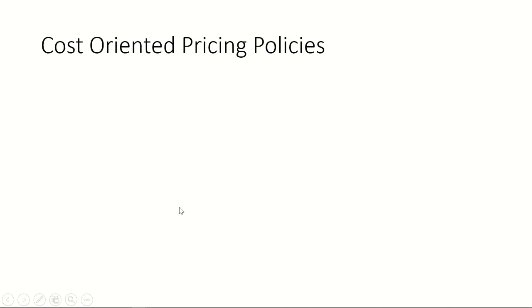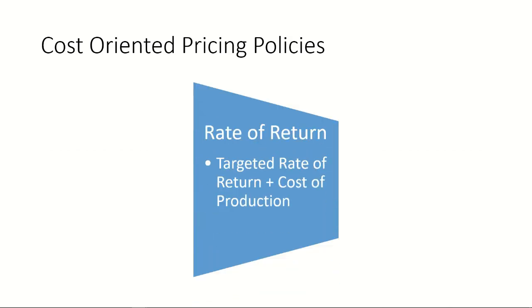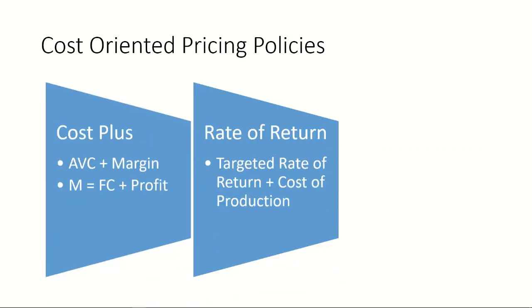In the cost plus pricing the equation is very simple, that is average variable cost plus margin. So here the price is equal to AVC plus margin, and this margin contains two things, that is the fixed cost per unit and the profit. So in cost plus pricing, price is equal to average variable cost plus margin, and this margin is equal to fixed cost plus profit.